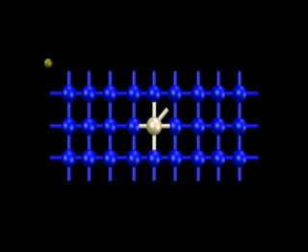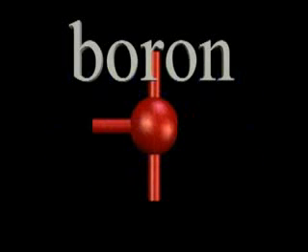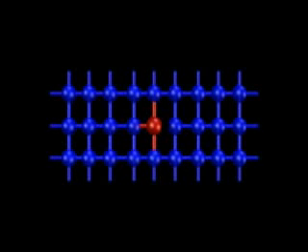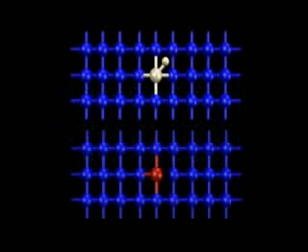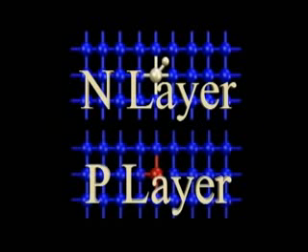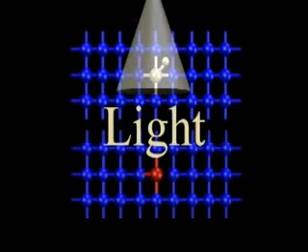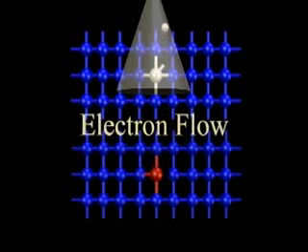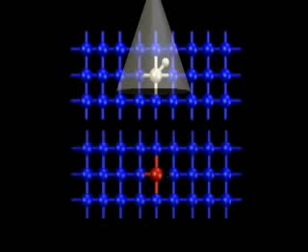Similarly, the positive, or P layer, is created when a boron atom with 3 valence electrons replaces a silicon atom. This leaves a positive hole and creates a positive layer that attracts electrons. In a complete solar cell, the N and P layers are sandwiched together. The movement of electrons in this configuration is complex, but basically light energizes electrons in the N layer, and they are attracted through a conductor to the positive P layer. This is electricity.